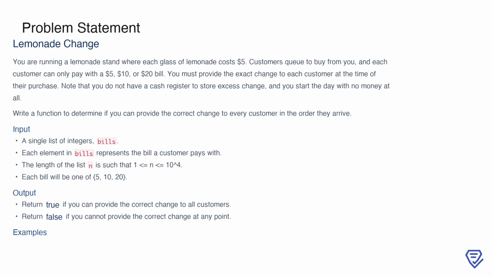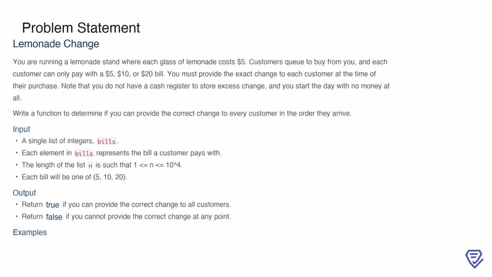$5. Customers come to you in a queue, and each customer pays with either a $5, $10, or $20 bill. Your task is to provide the exact change to every customer at the time of their purchase. Importantly, you start the day with no money at all. This means you don't have any cash on hand initially to give change. Your goal is to determine if it's possible to provide the correct change to all customers in the given order.